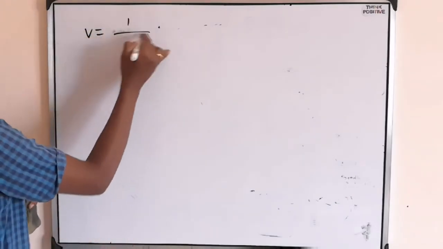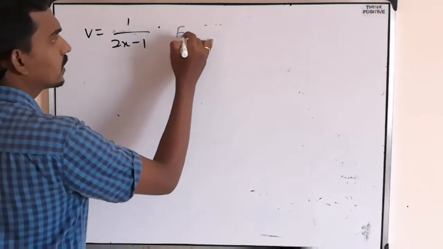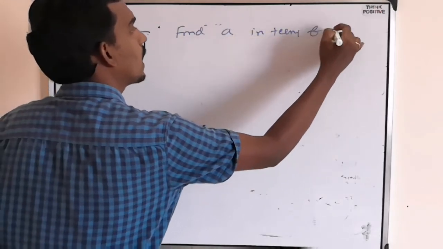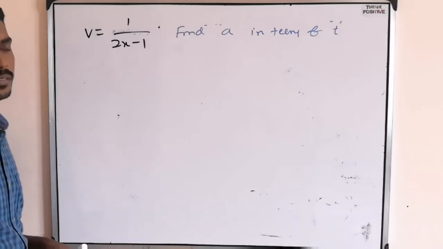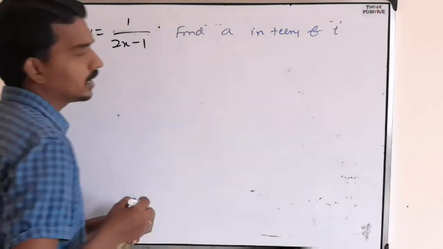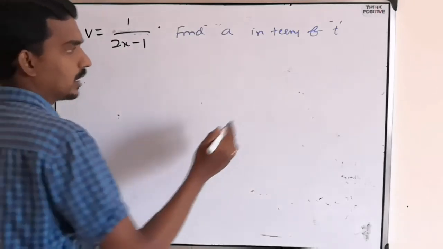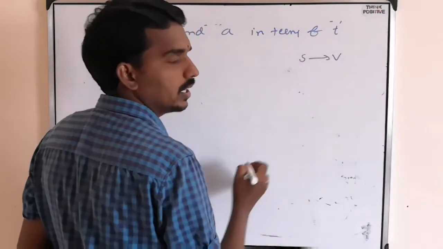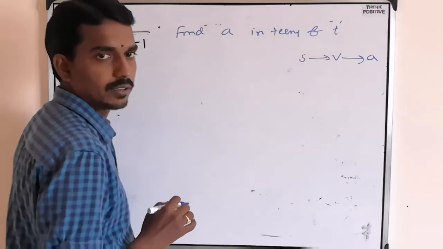So, v equal to 1 by 2x minus 1. Now, they are asking find acceleration in terms of time. Right? Now, acceleration you need to find. They have given velocity. I told in the last class, if they give displacement and asking velocity or asking acceleration, then you will use differentiation.